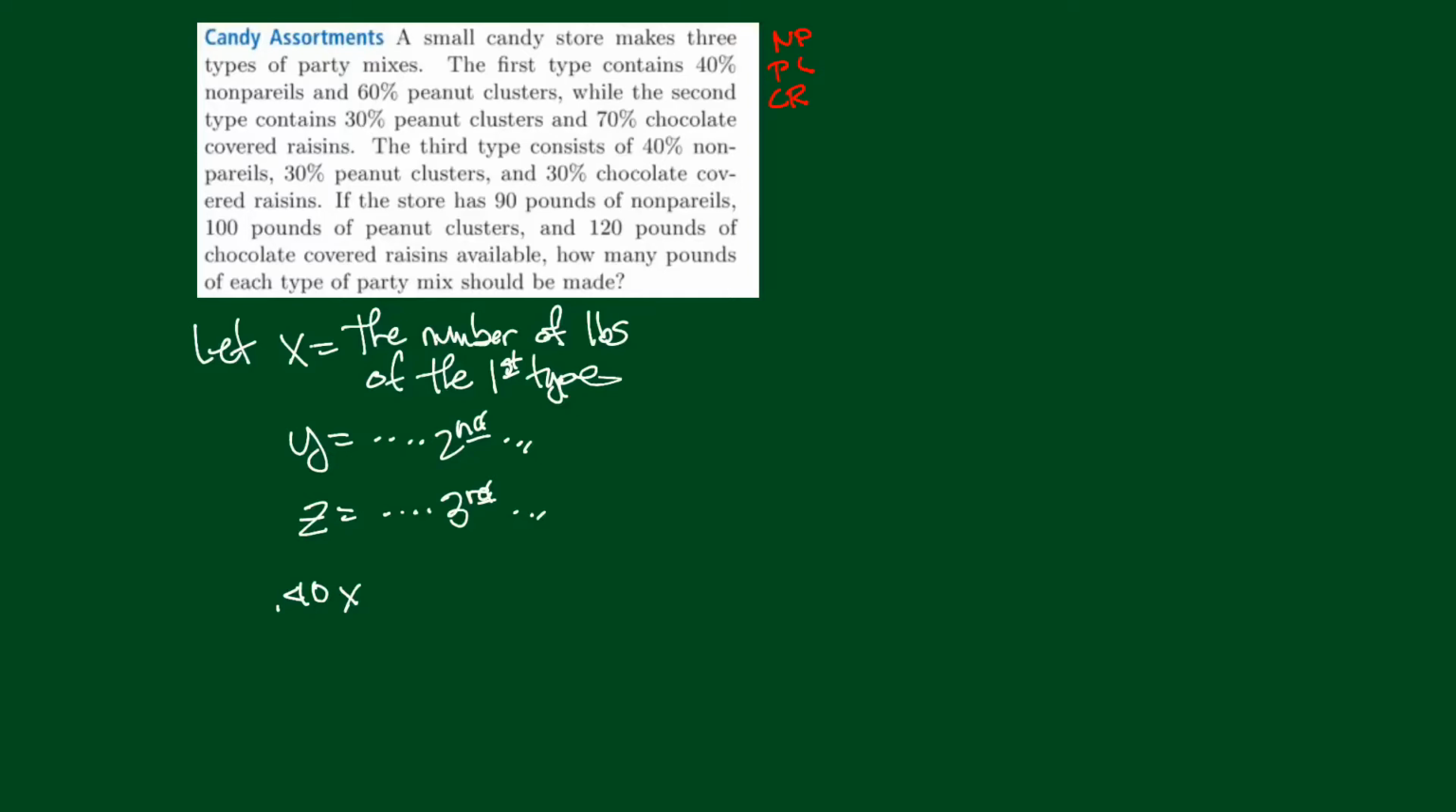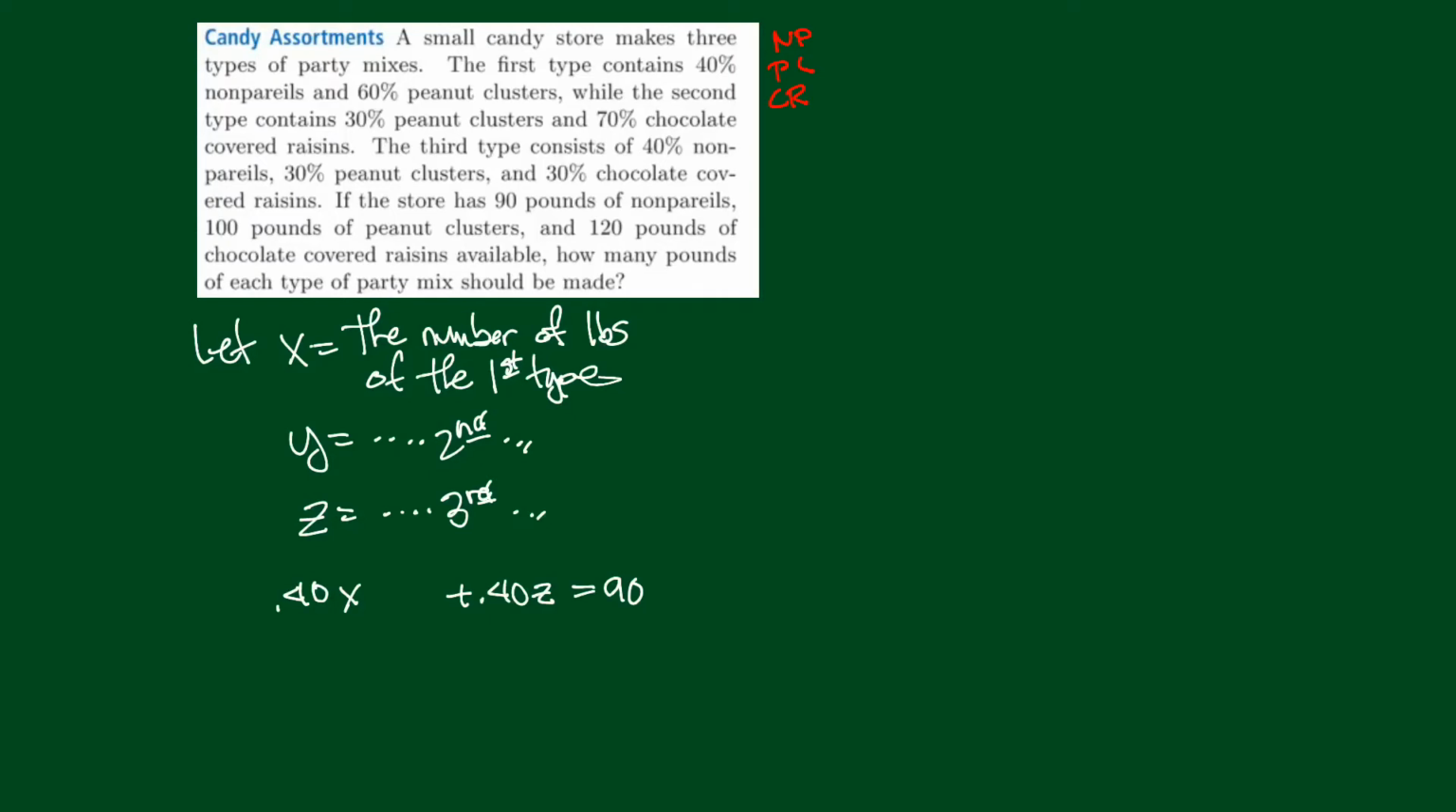And then what have we got going? If you just keep going, the second type, I don't see any nonpareils in the second type. But the third type has 40% nonpareils. All right, so I'll leave a blank here for the y's, plus 40% z. So the first type is 40% nonpareils, the third type is 40% nonpareils, and we have 90 pounds altogether. So this has to equal 90.